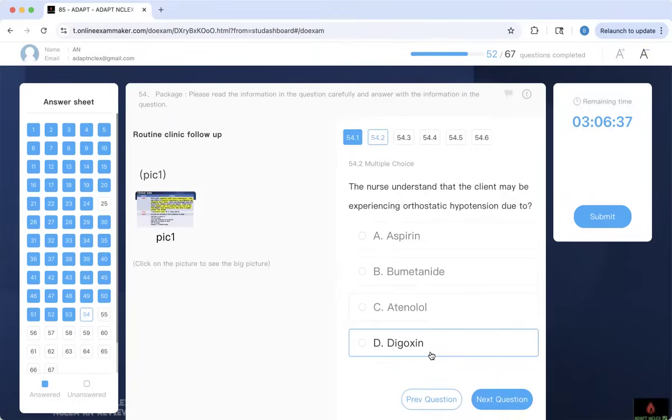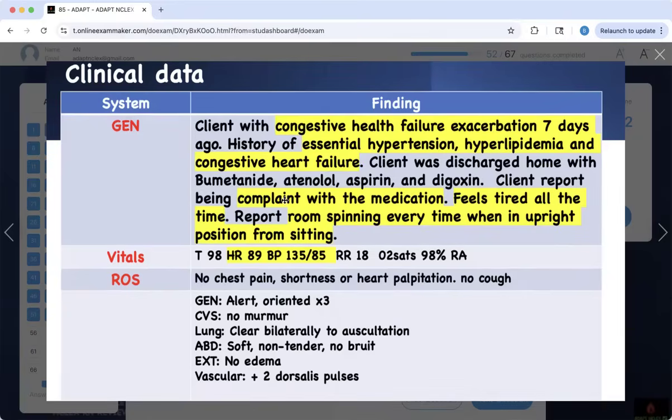Now, the next, understand that the client may be experiencing orthostatic hypotension due to what? What is causing the orthostatic? He takes what? Diuretic, atenolol, aspirin, and digoxin. Which of these do you think is the number one to cause orthostatic hypotension? What do you think? No aspirin. Atenolol may do that, but it's not the most common. Atenolol will mostly cause bradycardia. So bumetanide is the right one.